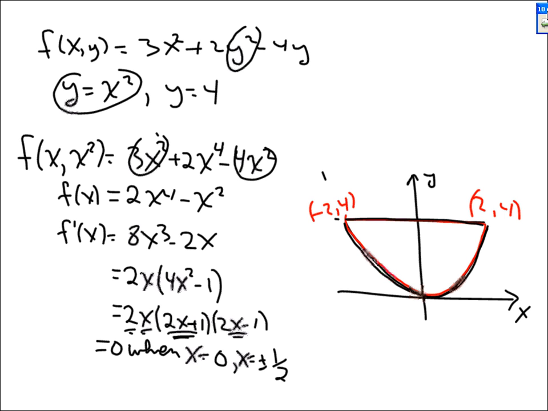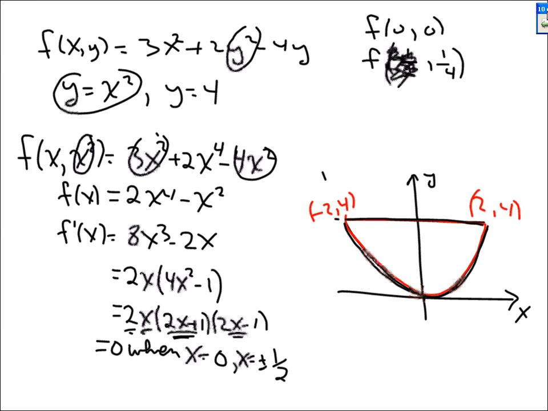Okay. So we need to check f for (0, y), where y is 0 squared. So f of (0, 0). We need to try f of, now whether you have plus a half or negative a half, when you square it, y is a quarter. We need to investigate those 2 points. Actually, those 3 points.